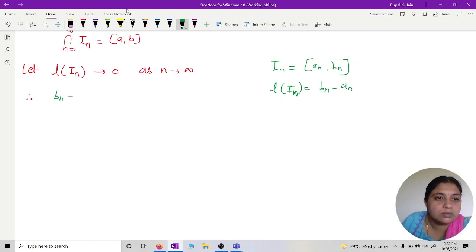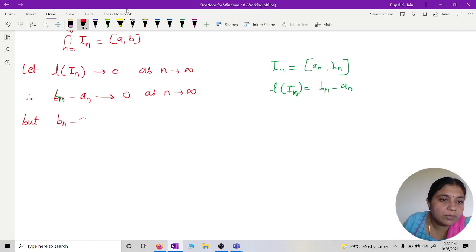So therefore b_n minus a_n, this sequence also tends to 0 as n tends to infinity, right? But where does b_n minus a_n converge to? b_n minus a_n converges to b minus a, because b_n converges to b and a_n converges to a, and we know that by subtraction, b_n minus a_n will converge to b minus a, right? Therefore, what must we have? b minus a must be equal to 0.